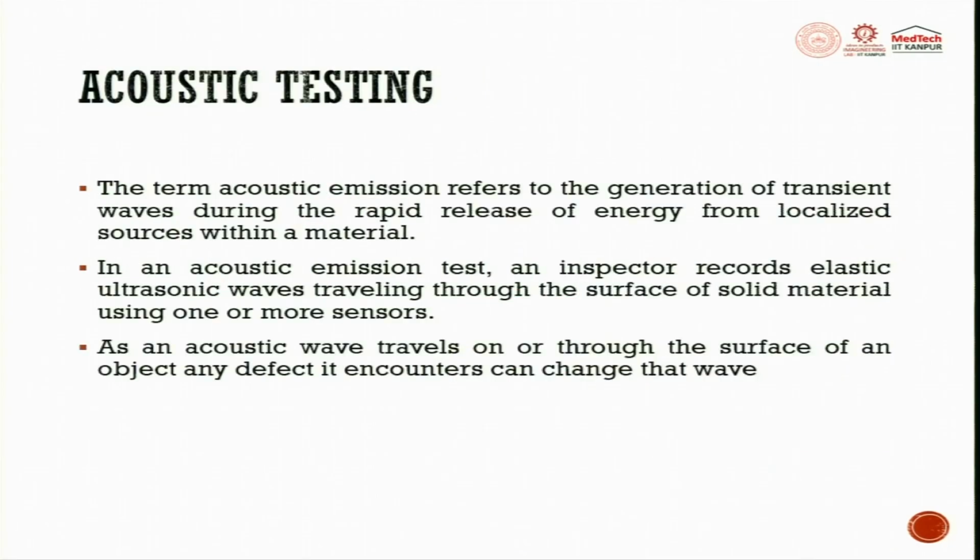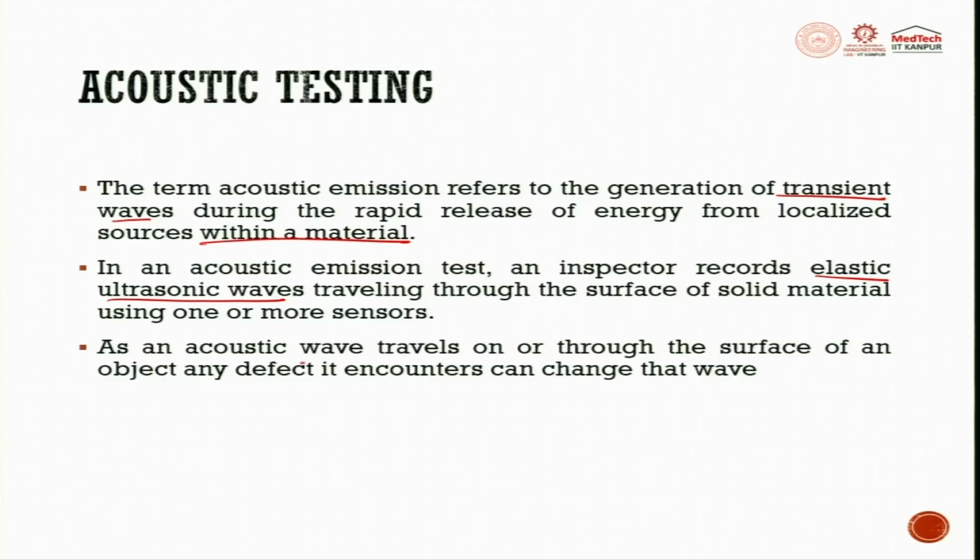So next is another contact method, that is acoustic testing. The term acoustic emission refers to the generation of transient waves during the rapid release of energy from a localized surface within a material. In an acoustic emission test, an inspector records elastic ultrasonic waves traveling through the surface of solid material using one or more sensors. So we have elastic ultrasonic waves here which travel through the surface of the solid material. Sensors are there. What these sensors record, we will just see.